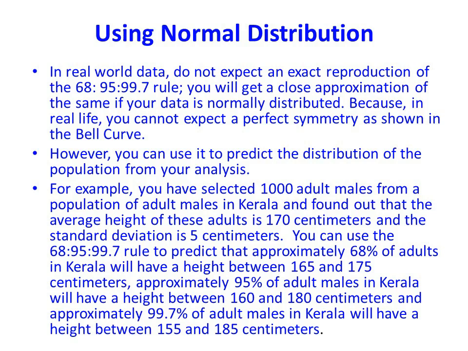For example, you have selected 1000 adult males from a population of adult males in Kerala and found out that the average height of these adults is 170 centimeters and the standard deviation is 5 centimeters. You can use the 68, 95, 99.7 rule to predict that approximately 68% of adults in Kerala will have a height between 165 and 175 centimeters. Approximately 95% of adult males in Kerala will have a height between 160 and 180 centimeters, and approximately 99.7% of adult males in Kerala will have a height between 155 and 185 centimeters.